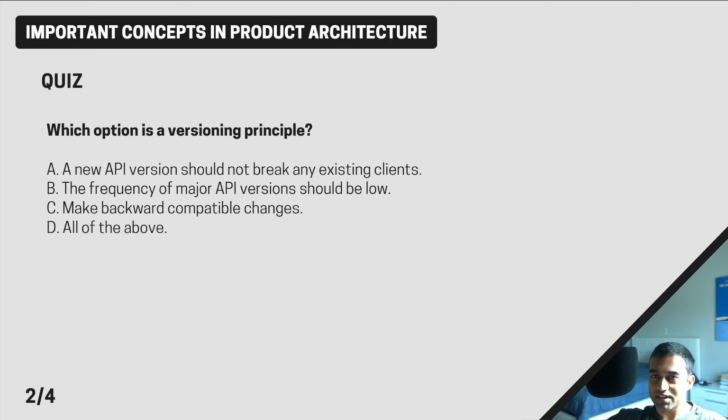And which option is a versioning principle? A, a new API version should not break any existing clients. And B, the frequency of major API versions should be low. And C, make backwards compatible changes. And the answer is D, all of the above.